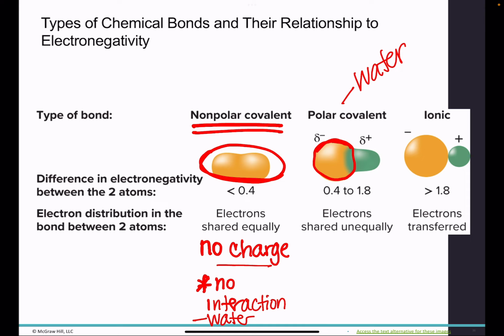Our ions are formed because we have atoms that are so electronegative that they completely strip an electron from another atom. What that results in is an atom that has fully gained a charge, and one that has fully lost a charge. So our polar molecules and our ionic molecules are going to interact well with each other and with water.